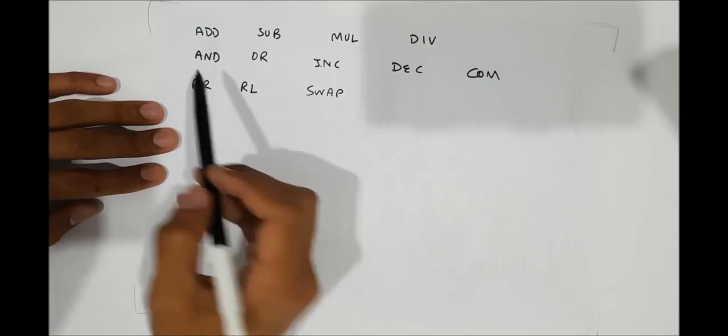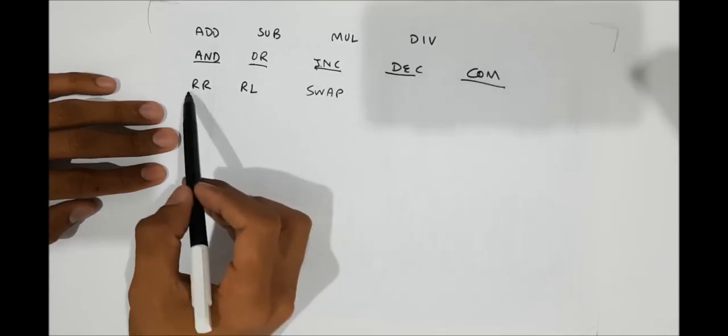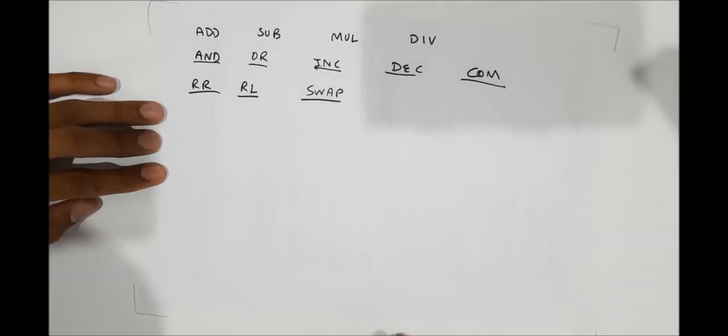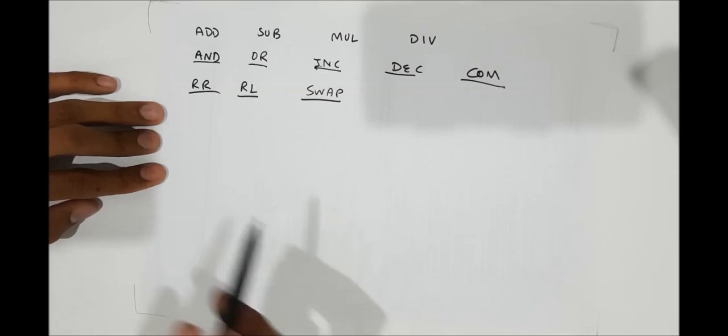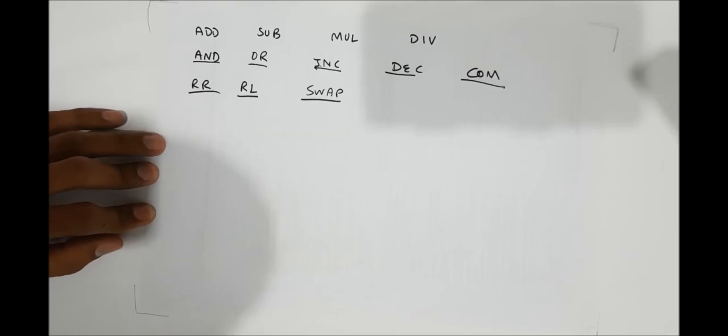We already know what AND, OR, increment, decrement, complement, rotate right, rotate left, and even swap mean. So we don't need to go into the details of these specific instructions. They don't involve any overflow or carry or these kinds of issues. The size of the result will be equal to the size of your operands. The size of the result will not change in the case of logical instructions. But in the case of arithmetic operations, the size of the result can vary from the size of the operands.